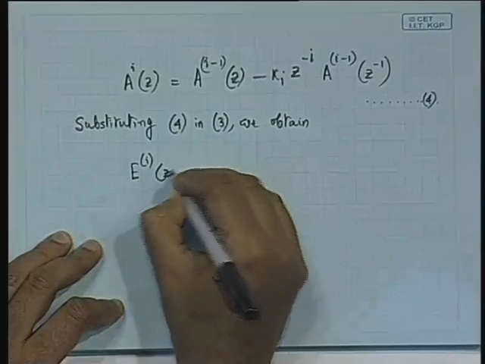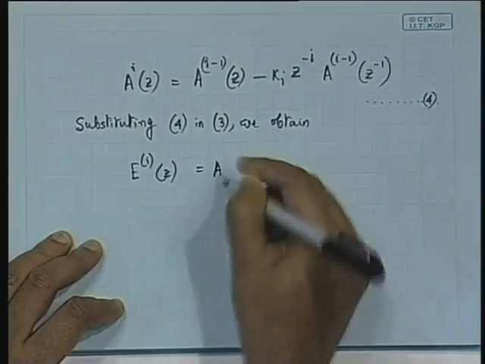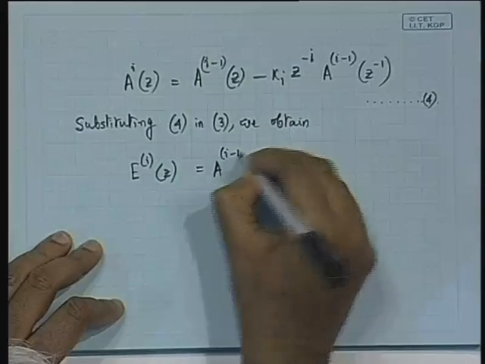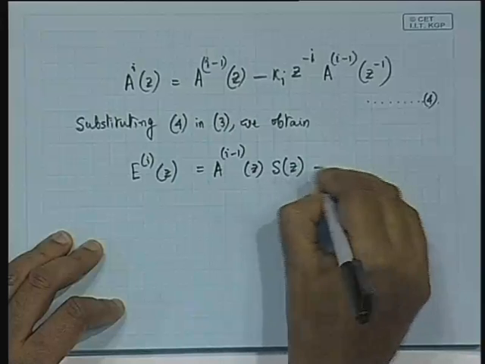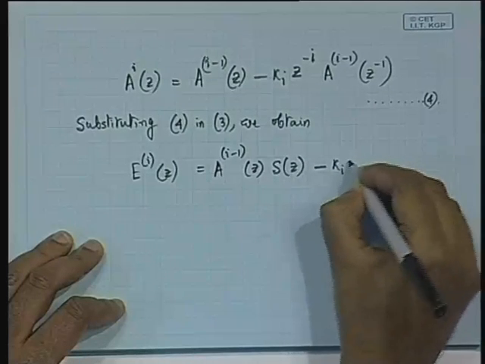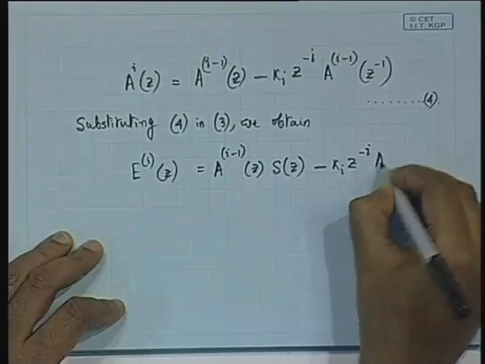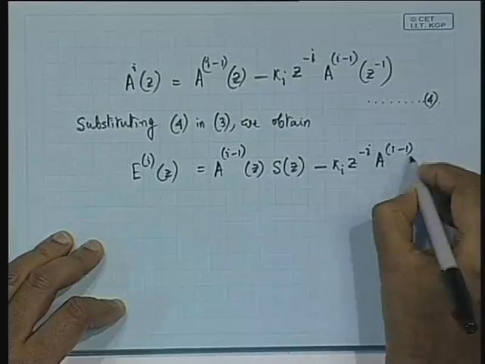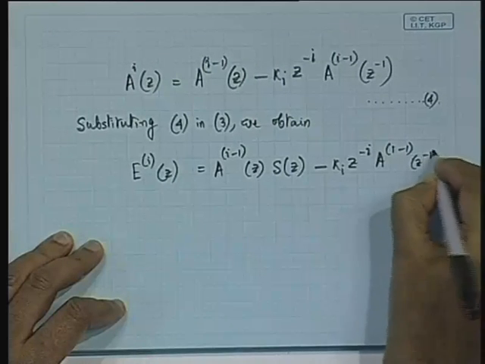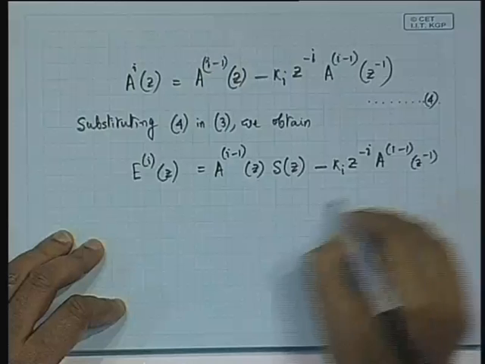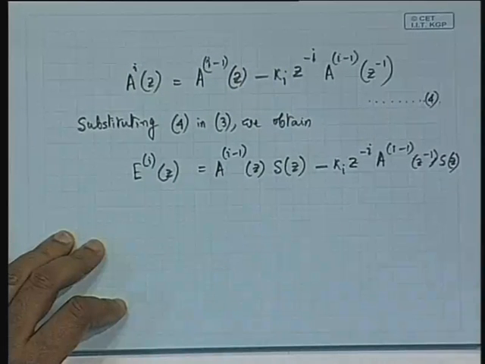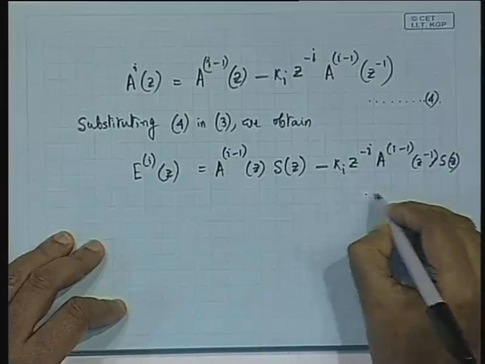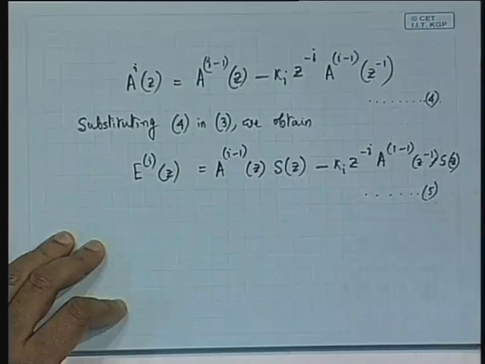E_i of Z is equal to A_{i-1}(Z) S(Z) minus K_i Z to the power minus i A_{i-1}(Z^{-1}) S(Z). So, this is the expression, and let us call this equation number 5.